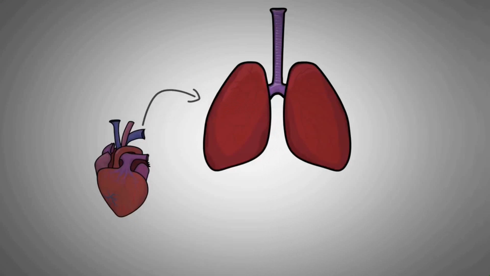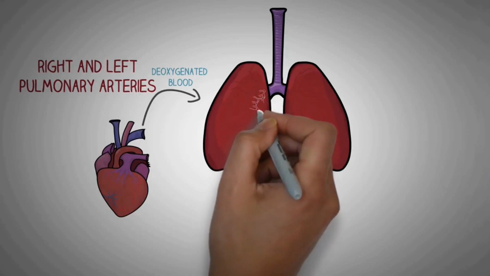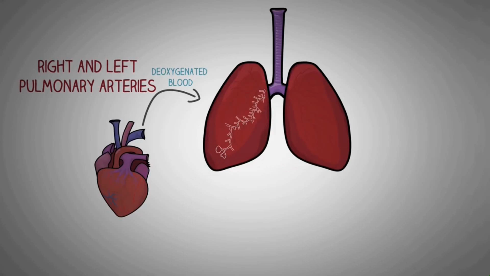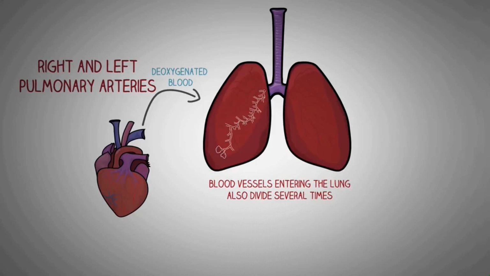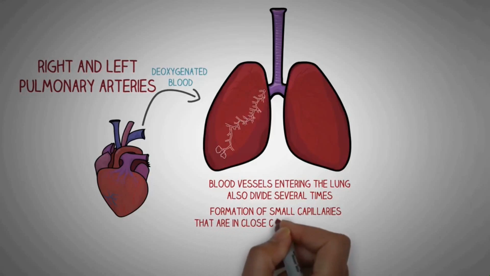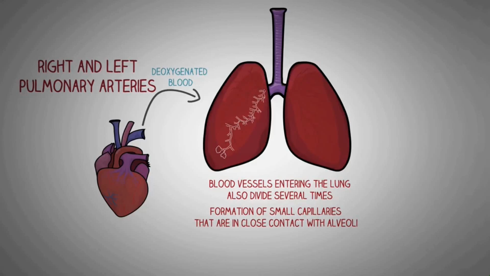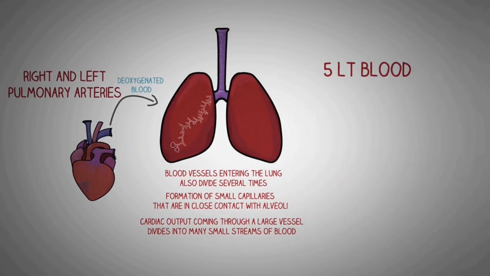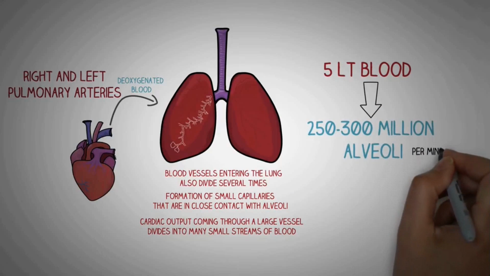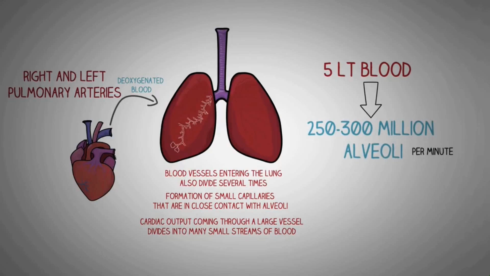The heart pumps all the deoxygenated blood to the lungs through two main arteries, the right and the left pulmonary artery. Just as we saw with the previous branching pattern, where a single bronchus divides 20 to 25 times before the formation of alveoli, a similar phenomenon happens with the large blood vessels that enter the lungs. These blood vessels also divide several times, which leads to the formation of small capillaries that are in extremely close contact with the alveoli. Due to this, the cardiac output that comes in the large vessels divides into many small streams of blood. This leads to exposure of the 5 liters of blood coming through the heart to almost 250 to 300 million alveoli per minute.